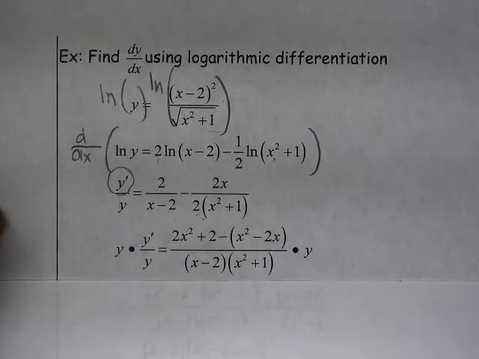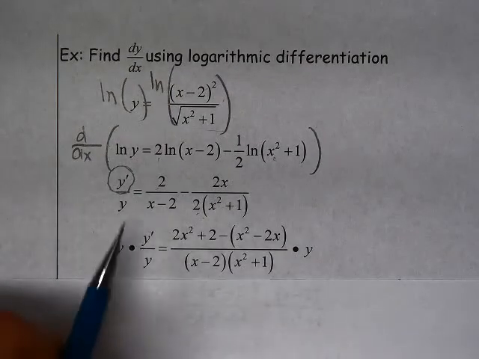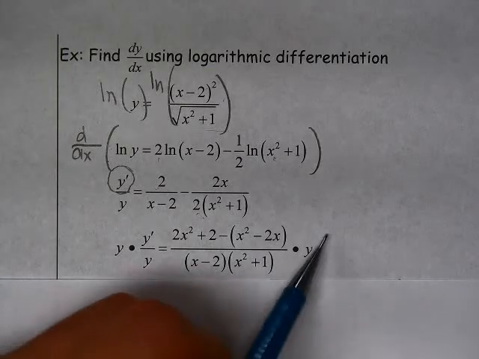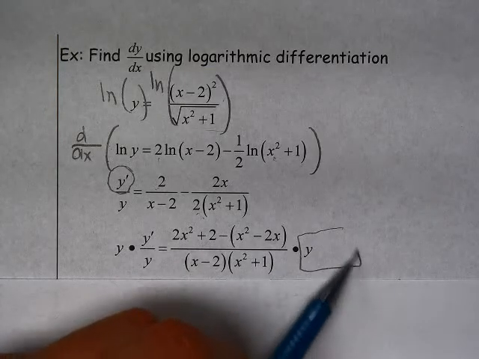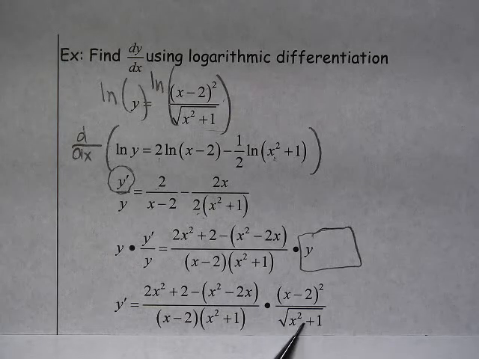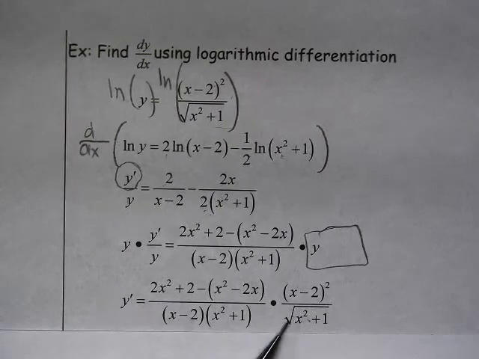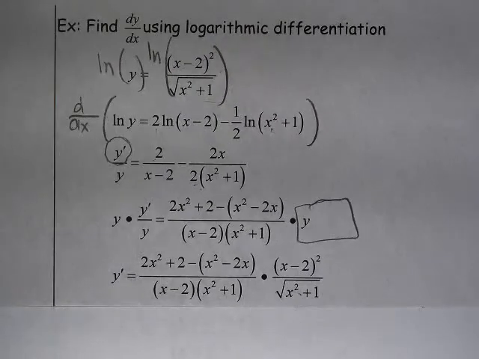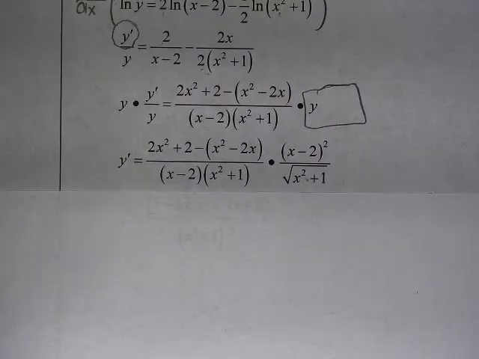So I'm going to solve for y prime by multiplying both sides by y. And then I'm going to substitute the original expression for y here. That was x minus 2 all squared over the square root of x squared plus 1. So I'm multiplying it there. And now I have to multiply this in and simplify. So from here it's just an algebra problem.